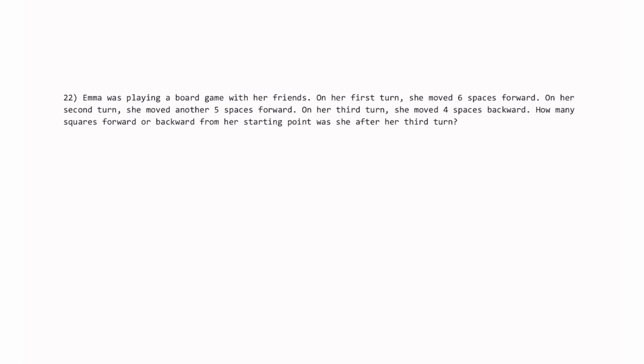Emma was playing a board game with her friends. On her first turn, she moved 6 spaces forward. Okay, so that's plus 6, right? On her second turn, she moved 5 spaces forward. So that's again a positive number 5. On her third turn, she moved 4 spaces backwards. So that's going to be negative. How many squares forward or backward from a starting position was she after her third turn?